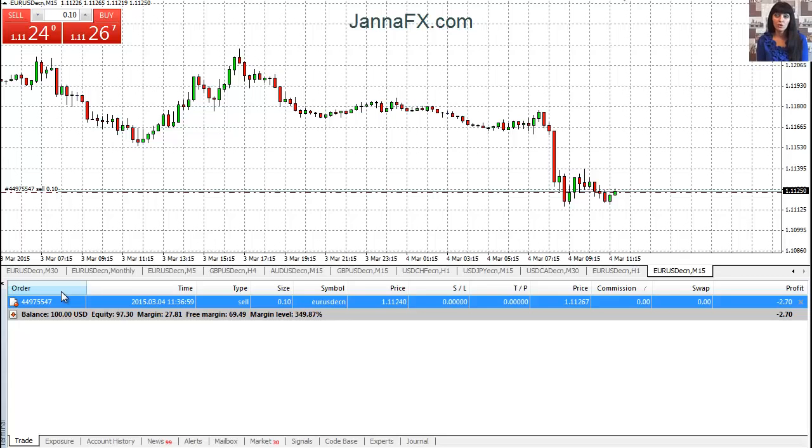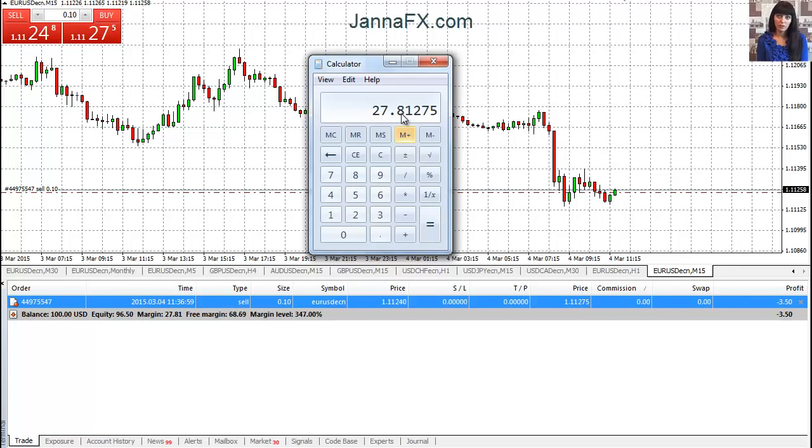Put in $100, $1,000, just the amount of money you want to invest. Of course, play with a demo account first before you do anything on a real account, because you need to understand first how it works. So you can see that we calculated we need 27.81, and you can see it's right here.